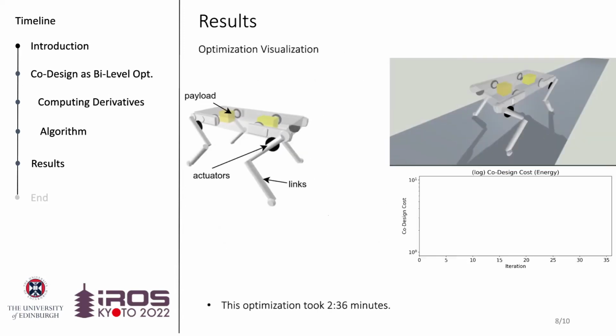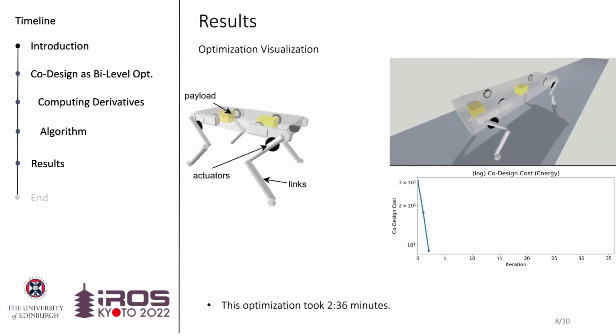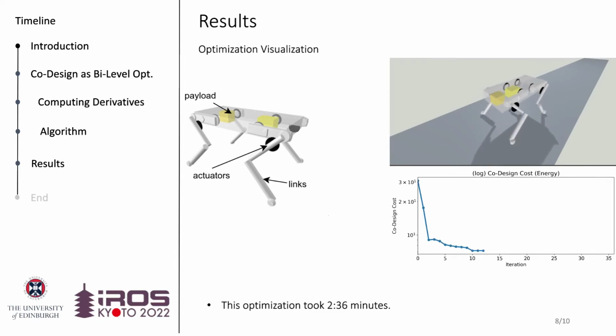Here we show the optimization process for trotting. We plot the energy cost and display the robot design at every iteration. The robot motion is displayed at every 5 iterations, though it is considered at every iteration by the optimizer. This optimization took 2 minutes and 36 seconds for 35 iterations.